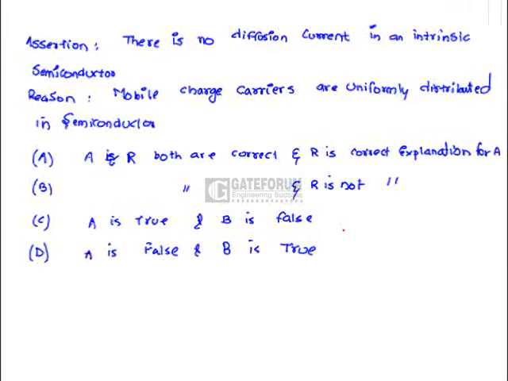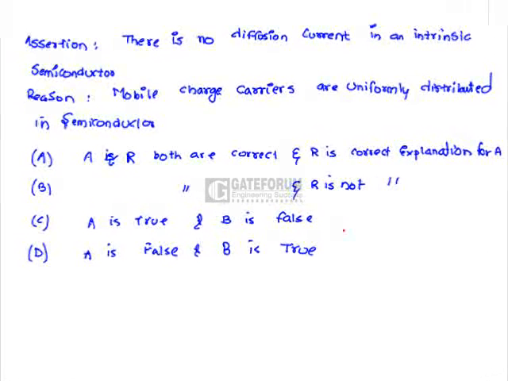There is no diffusion current in the intrinsic semiconductor. That is the assertion. Now it comes to the reason: mobile charge carriers are uniformly distributed in the semiconductor. This is the intrinsic semiconductor.